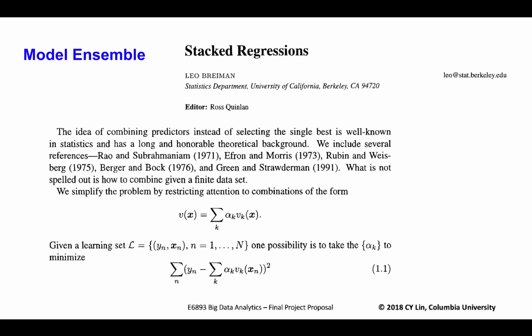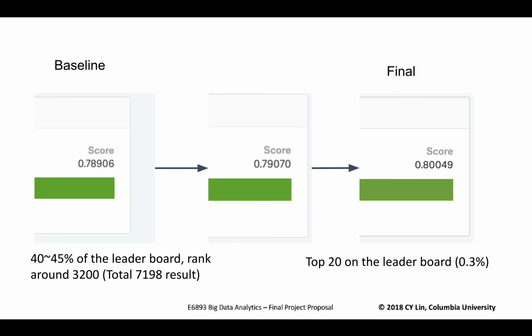Then we did model ensembling, and you can see from this plot that we improved our model performance from 0.78 to 0.8, which ranks top 20 on the leaderboard.